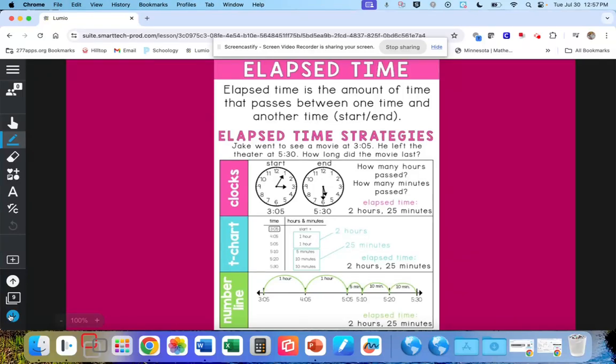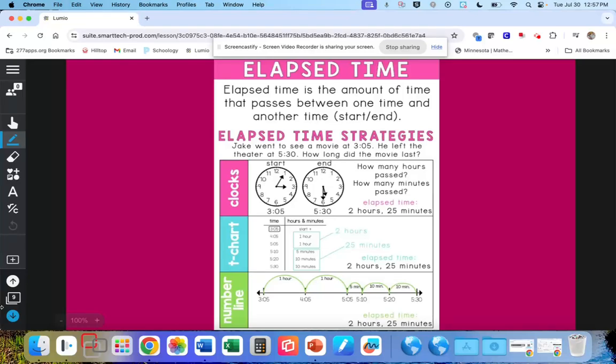Even as an adult, you'll see your parents, maybe they need to get you to an activity on time, and they have to calculate how long it takes to get there, how much time ahead of time you need to be there, all of that. So they're constantly doing elapsed time to make sure that you leave on time for your activity.